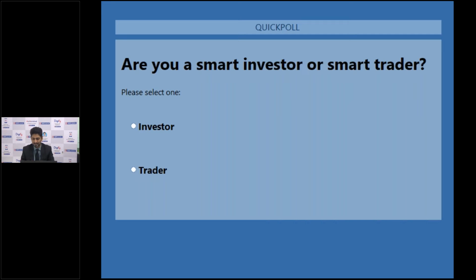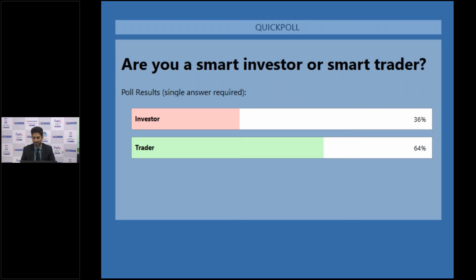This is quite interesting. The numbers are fluctuating the moment people are submitting their answers. Fantastic. So I'll just close it. And here are the results. About 36% of the customers who are watching right now are investors and about 64% are traders.